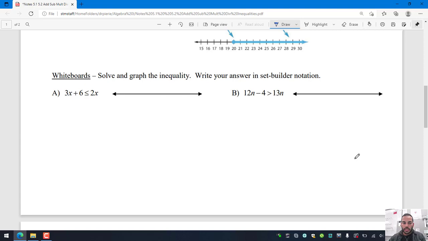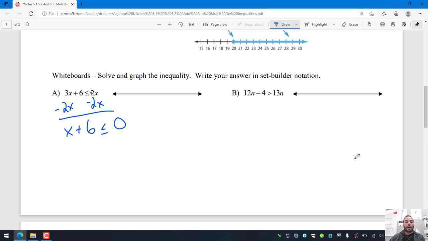So what I need to do is get all my x's to the same side. What I'll do first is move this positive 2x over to the left. Now how do you move positive 2x? You have to subtract 2x from both sides. And if you have 3x minus 2x, you should be left with just plain old x. Still a plus 6 is next to it. And then we're going to have less than or equal to 2x minus 2x is just 0, so I have 0 on my right.